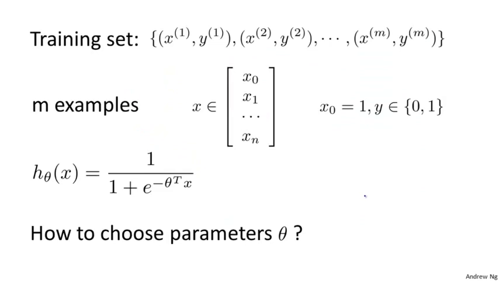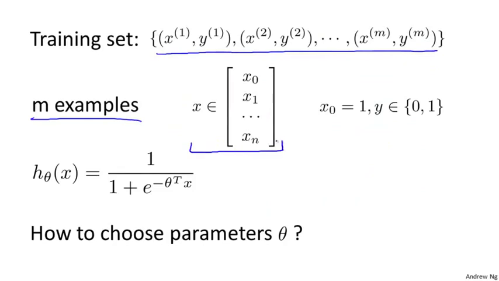Here's the supervised learning problem of fitting a logistic regression model. We have a training set of m training examples, and as usual, each of our examples is represented via a feature vector that's n plus 1 dimensional. And as usual, we have x0 equals 1, the zeroth feature is always equal to 1. And because this is a classification problem, our training set has the property that every label y is either 0 or 1. This is our hypothesis, and the parameters of the hypothesis is this theta over here.